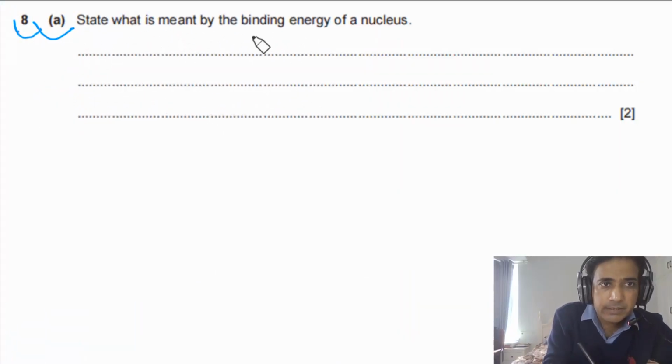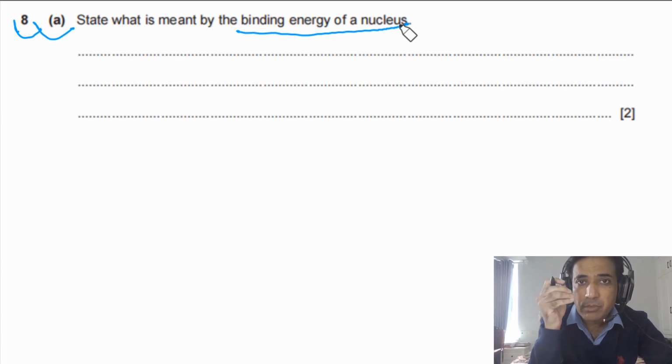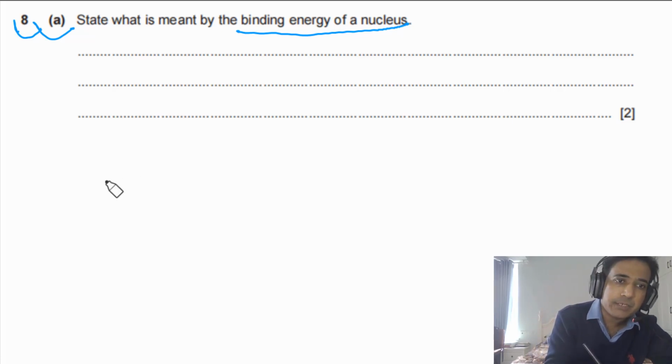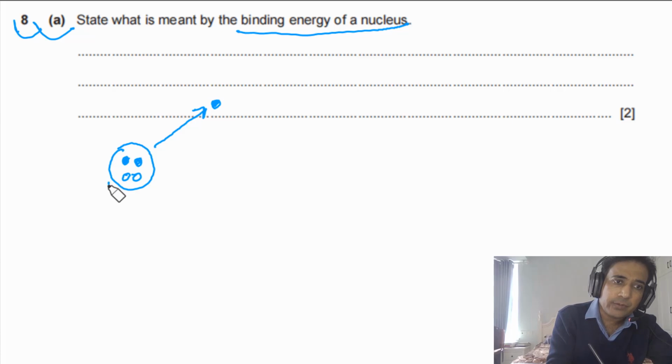Question 8, Part A says, state what is meant by the binding energy of a nucleus. Binding energy of a nucleus is the minimum amount of energy needed to separate the nucleons of a nucleus to infinity. It simply means that we can imagine we have this nucleus. This nucleus has two protons and two neutrons. The amount of work we need to separate these nucleons to infinity means they are far away from each other.